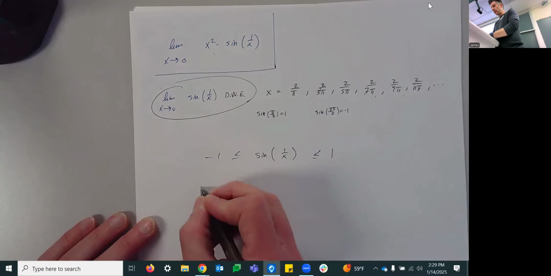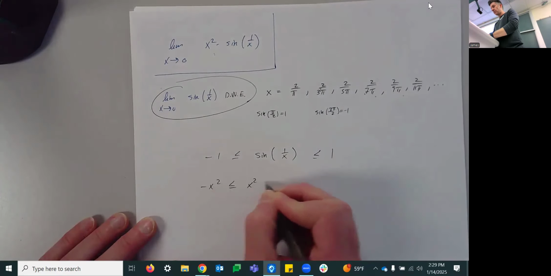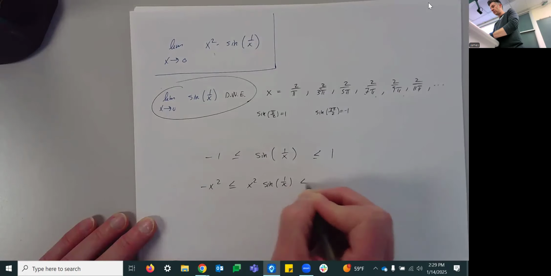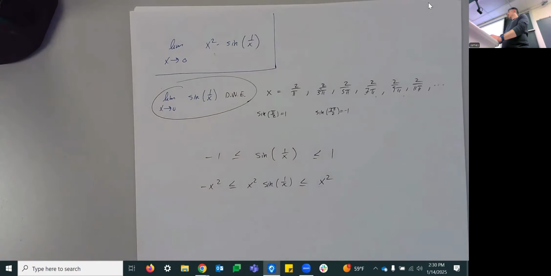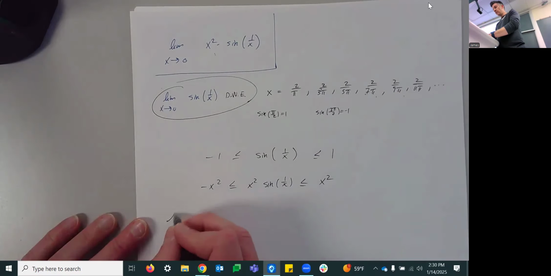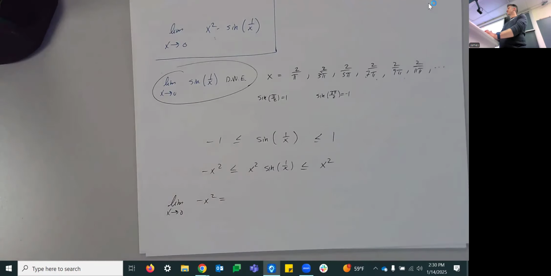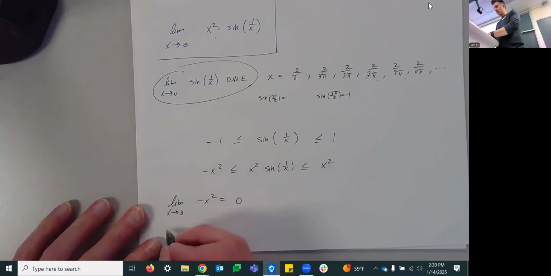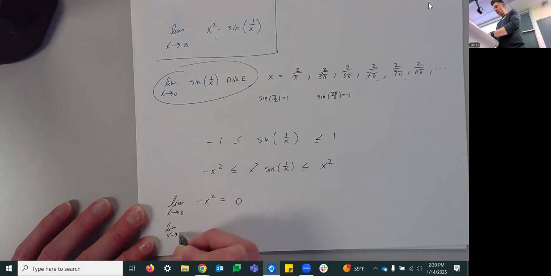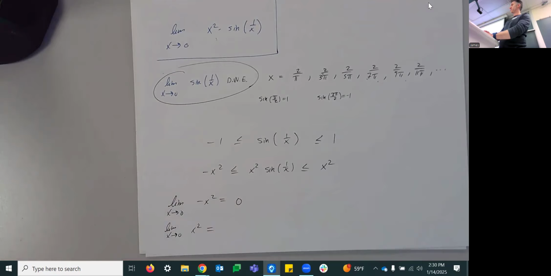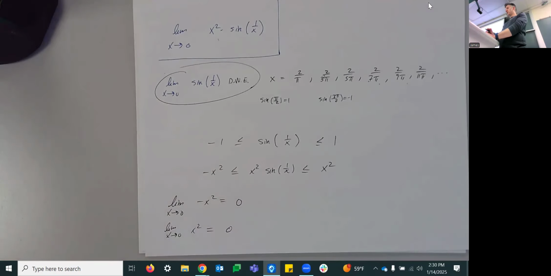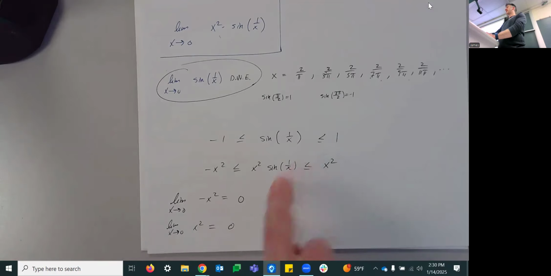Multiplying by x squared, we get negative x squared is less than or equal to x squared times sine of 1 over x, which is less than or equal to positive x squared. Cool. If we look at the limit as x approaches 0 of negative x squared, what do we get? Negative 0 squared, which is 0. How about the other side? The limit as x approaches 0 of positive x squared? Also 0. So the limit of that's 0, the limit of that's 0, the limit of the middle is between 0 and 0. It's got to be zero.